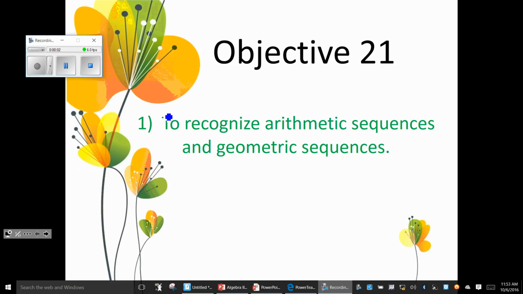All right. This is going to be Objective 21. We are going to recognize arithmetic sequences and geometric sequences. Any questions about what we are doing today? So there is going to be a little bit of vocab today. This is just an introductory lesson. I think you're going to find it to be very simple. So here we go. Let's get to it.